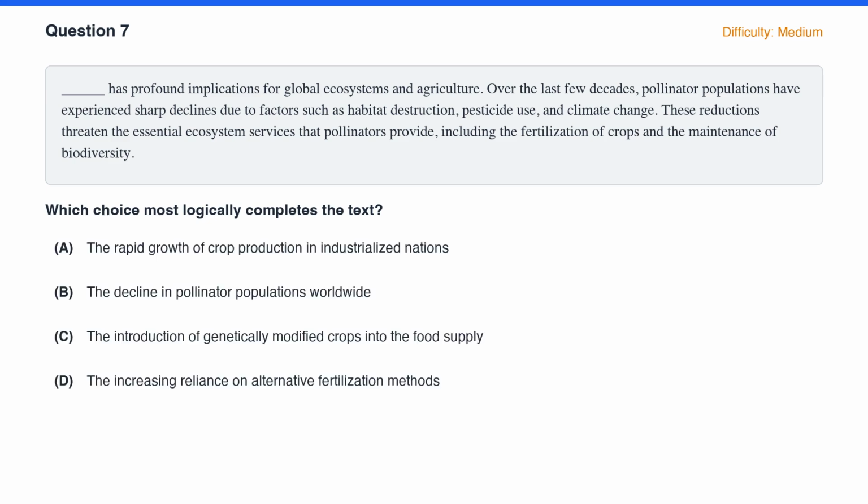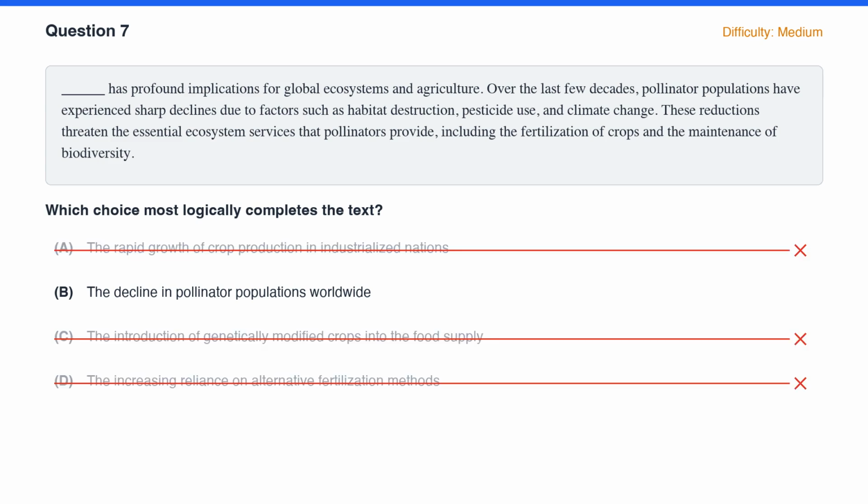The blank functions as the subject of the opening sentence, so whatever fills it must be the very thing the following sentences elaborate on. Since the supporting details all describe pollinator declines and their consequences, the correct choice has to name that decline. Choice A points to rapid growth of crop production, but the passage never discusses agricultural expansion. It discusses threats to fertilization.